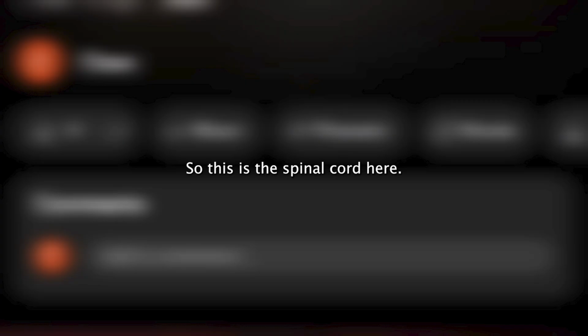So this is the spinal cord here, and these are motor neurons. These are the axons of motor neurons. You notice there's a red one, a blue one, and a purple one. This is a motor unit.